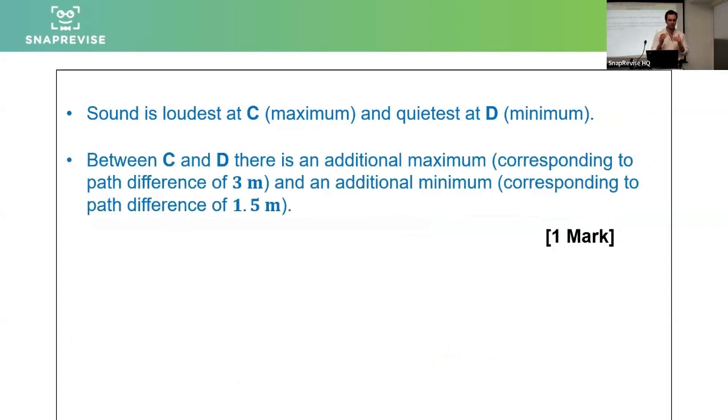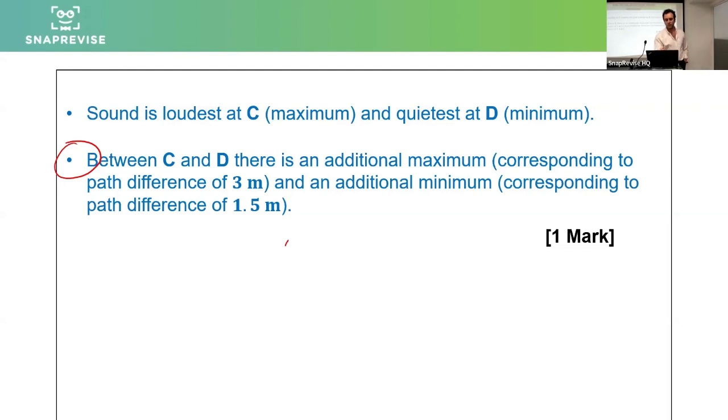The reason I sort of hedge my bets a little bit is because it's a sound wave. It's probably bouncing off things in the locality and off the floor, etc., which slightly spoils our laboratory assumptions. Between C and D, there's an additional maximum corresponding to a path difference of 3 meters. This is a very good point, easy to miss.